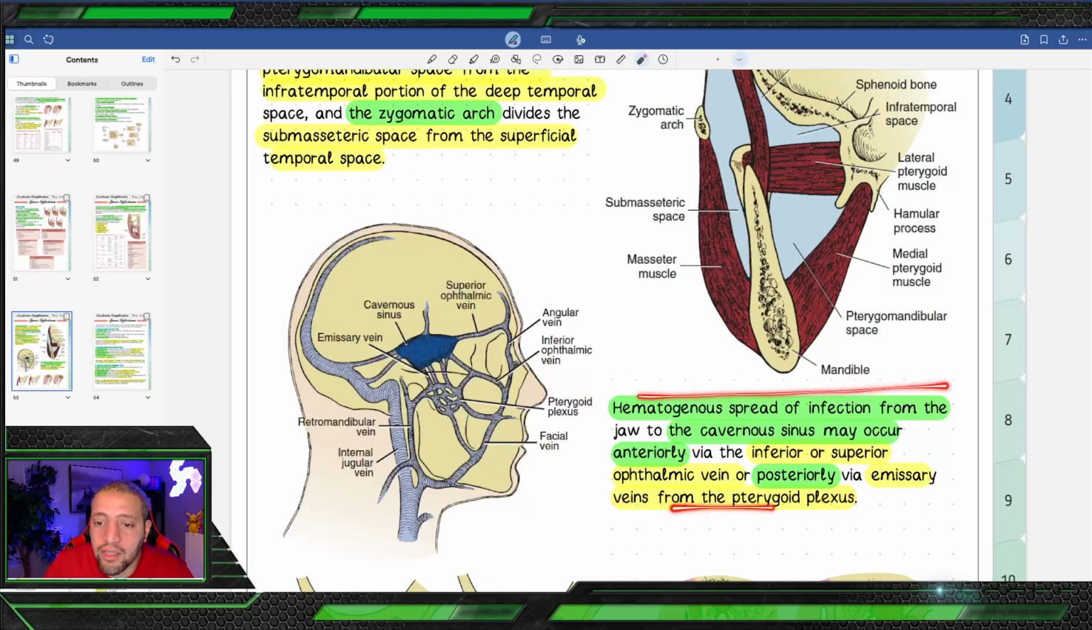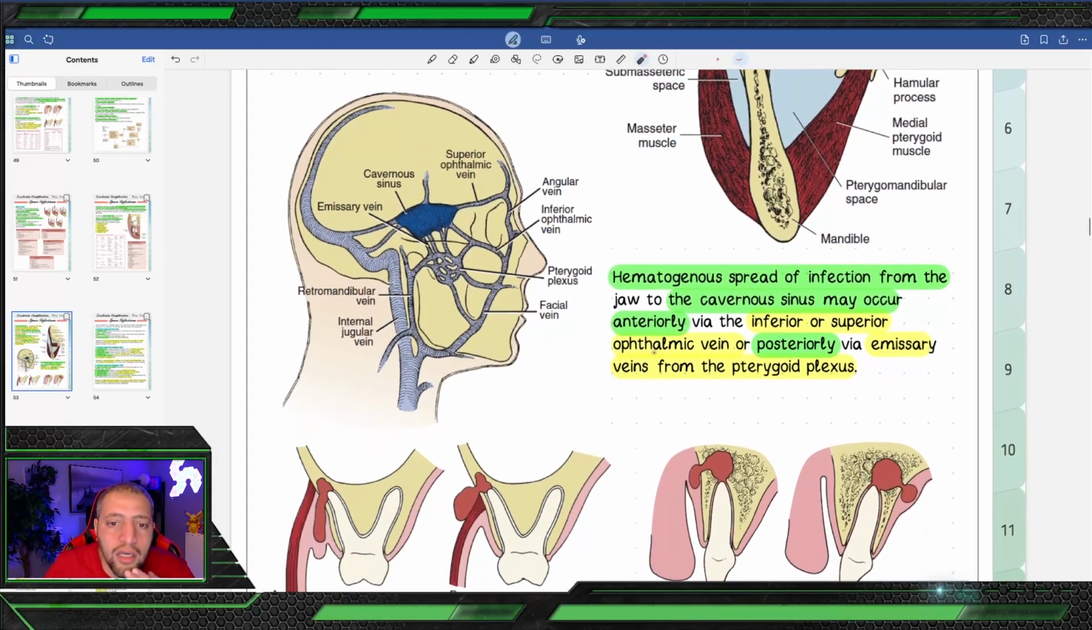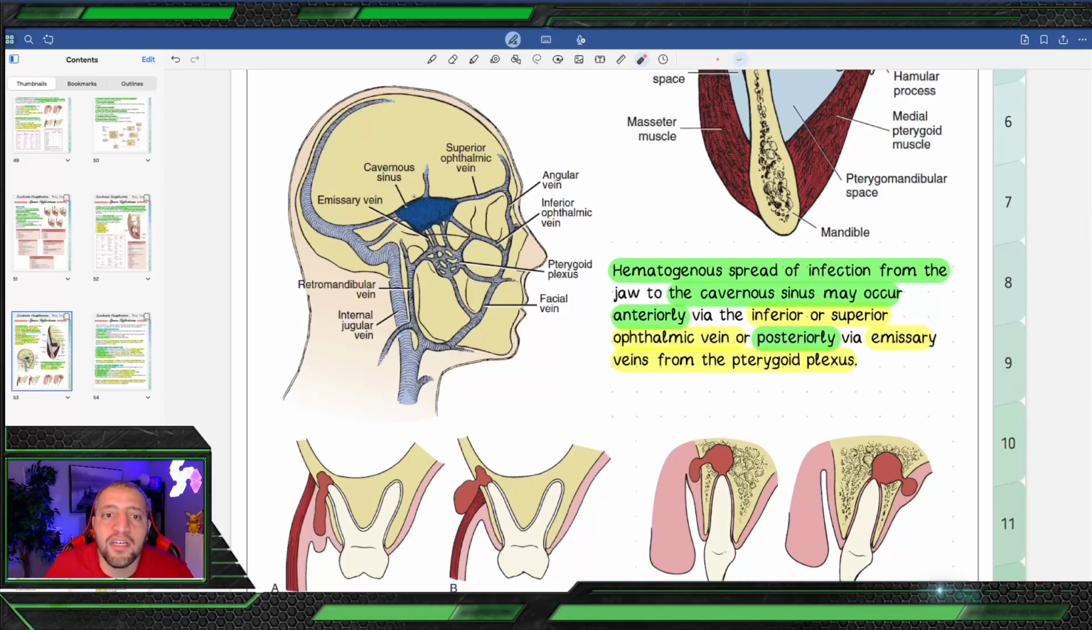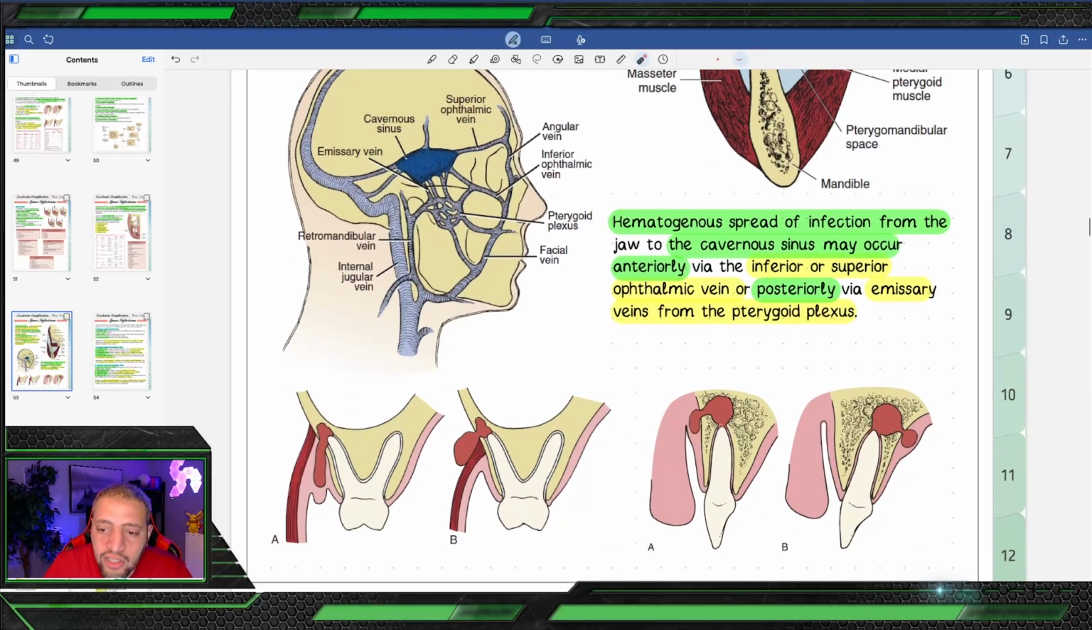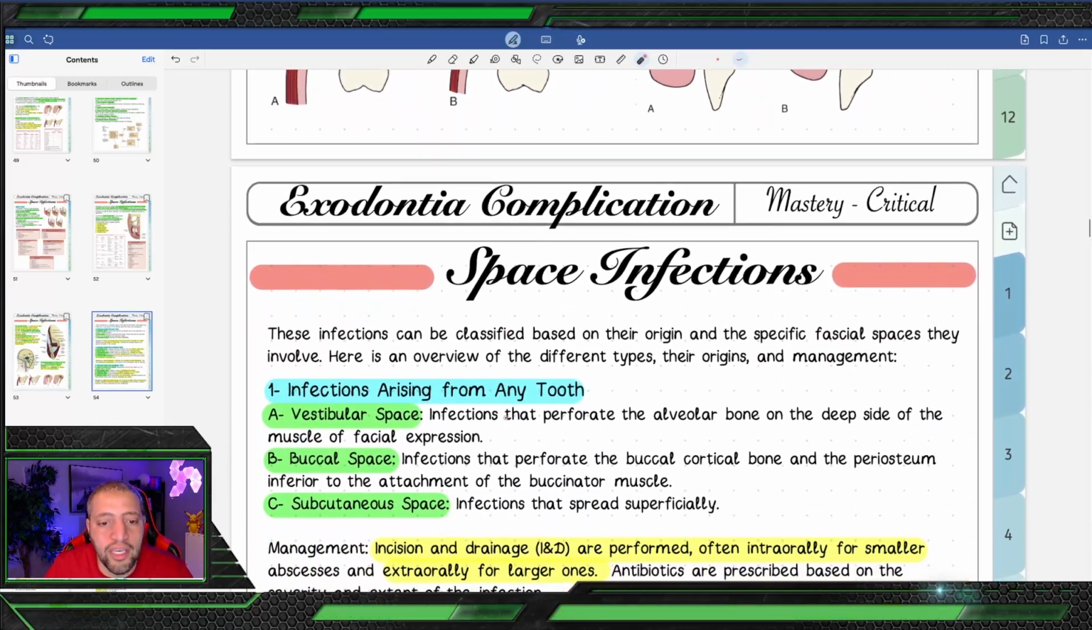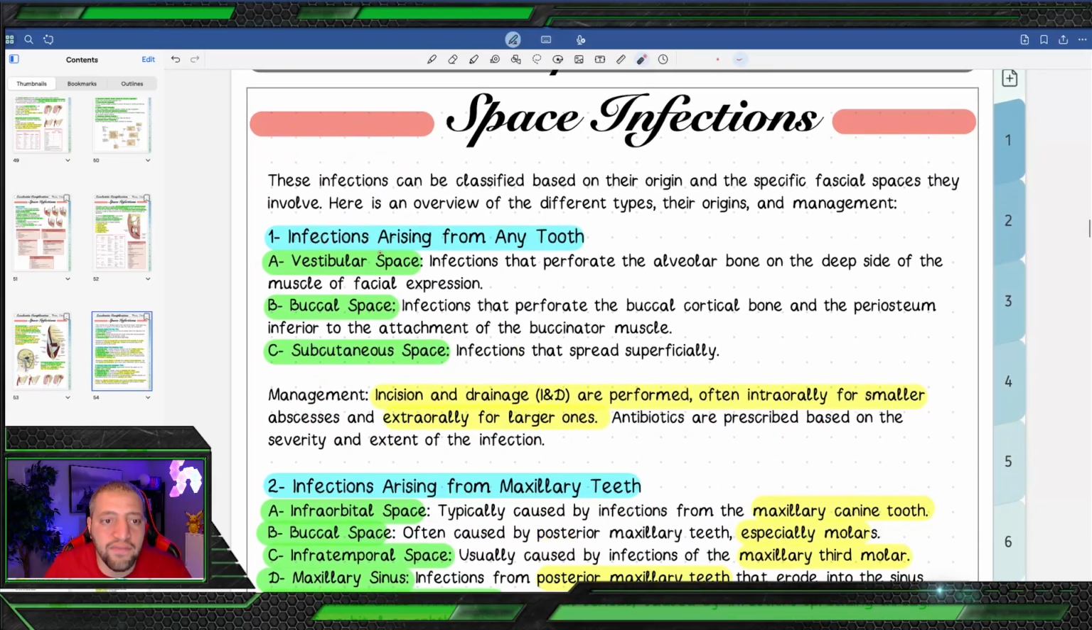So usually they will ask question this way. Infection coming from cavernous sinus anteriorly through, posteriorly through. So this is a question usually coming from this one. And the cavernous sinus thrombosis signs and symptoms, we discuss it in anatomy. Okay? And here, just to confirm about this location, buccal or palatal or lingual, and this is above and this is below the muscle attachment. Okay, so let's discuss about the space infection itself.